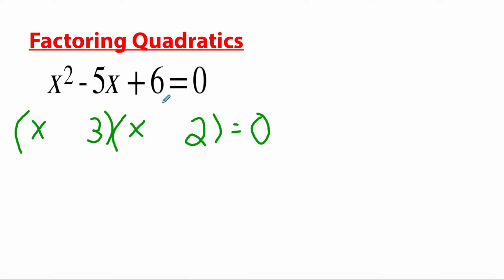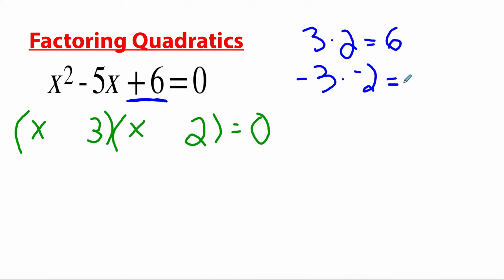Now we want to work with the factors of 6 to get positive 6, so we need to be multiplying two things that get positive 6. How could we use 3 and 2? What are all the different ways we could multiply 3 and 2 to get positive 6? Well, obviously positive 3 times positive 2 equals 6. But also, the other way to get that is negative 3 times negative 2 equals positive 6.